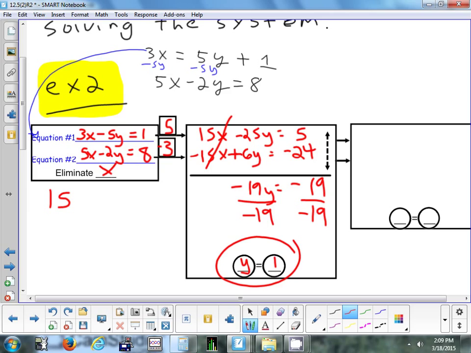Shelby, you have to tell me what that equation is going to be now. 3x times 1... Keep going. Minus 5 and then plus 5.